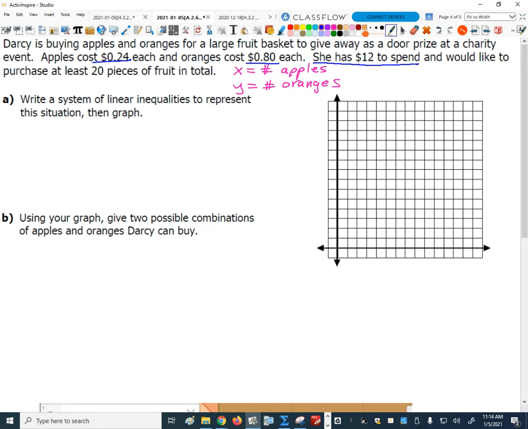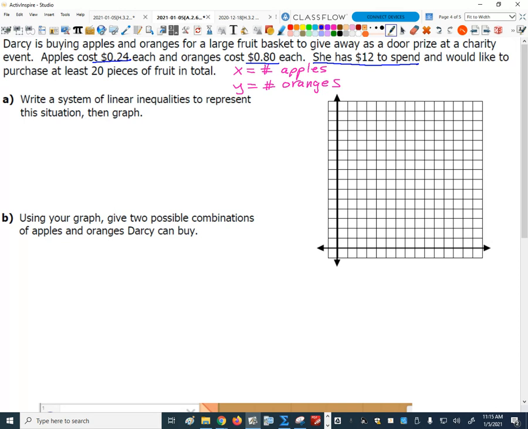Could she spend $11? Give me a thumbs up, thumbs down. She could, right? Could she spend $12? Sure. Could she spend $13? No, it's not going to work. She doesn't have that much. So the amount of money that she can spend must be $12 or less. That sounds a lot like an inequality, doesn't it? The amount of money she spends is less than or equal to 12. So we just need some expression that calculates how much money she spends.